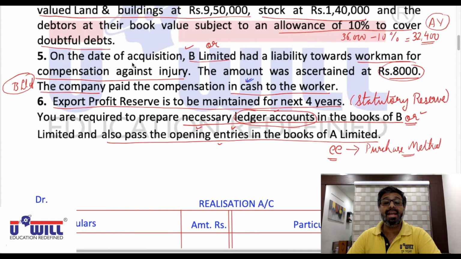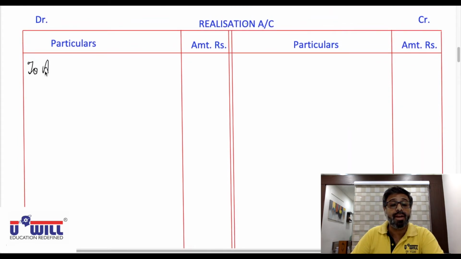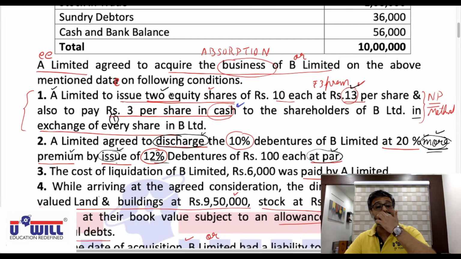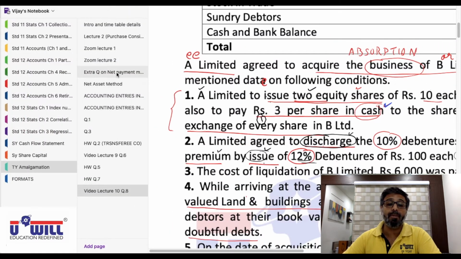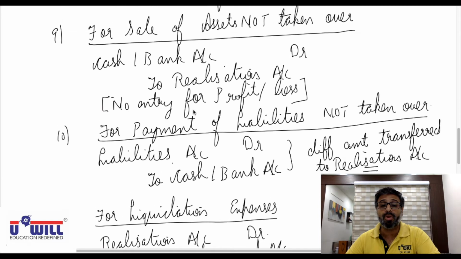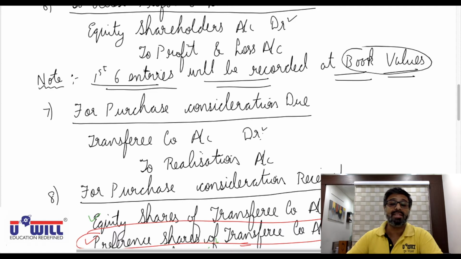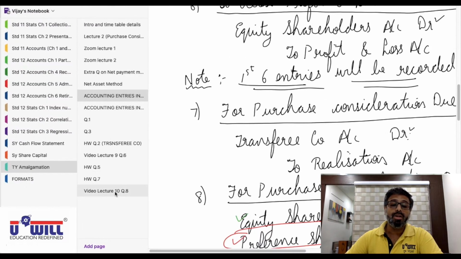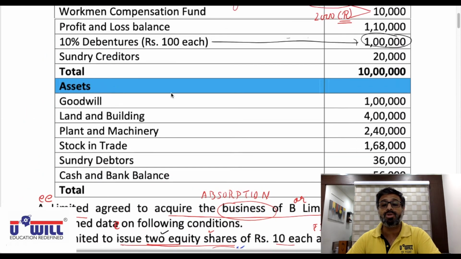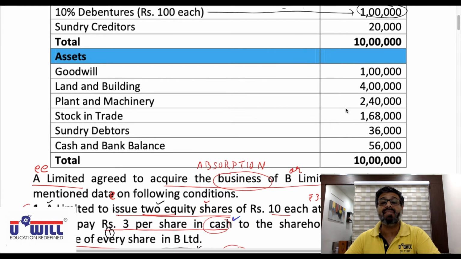First entry, realization account debit to assets. Realization account debit means in realization account we will write on the debit side, to assets account to close all the assets. Now be careful when you pass the first 6 entries. First 6 entries we have to pass at book value. This I made you write in the notes. Since first 6 entries are at book values, don't see the adjustment. Book values means balance sheet values. Just take the values from the balance sheet.